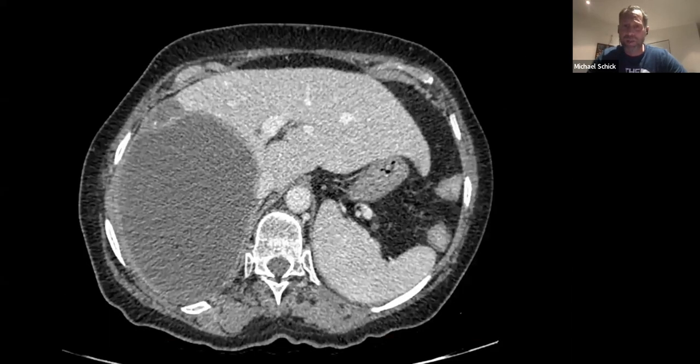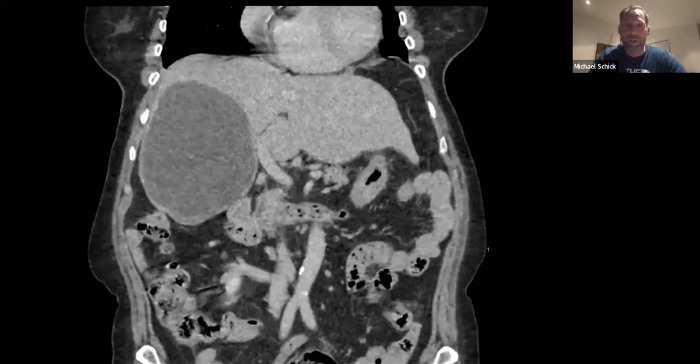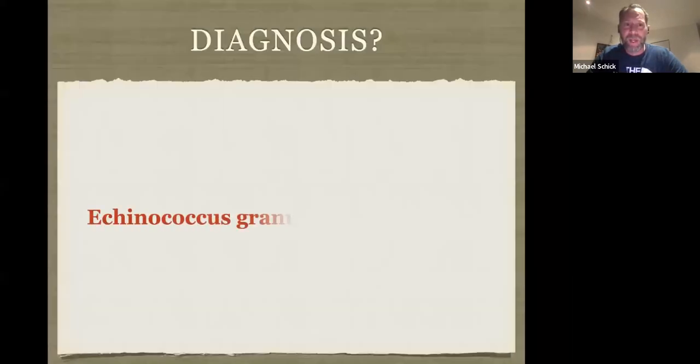On CT scan, you can really get a sense of the size of it, but you don't really get a sense of all the other cystic parts and things like that you really see on ultrasound. You can see how sizable this is for the patient, and you can imagine how they would have lots of symptoms. So the diagnosis, this is an Echinococcus granulosus hydatid cyst.